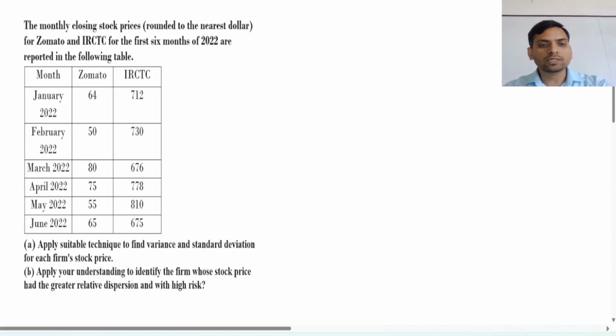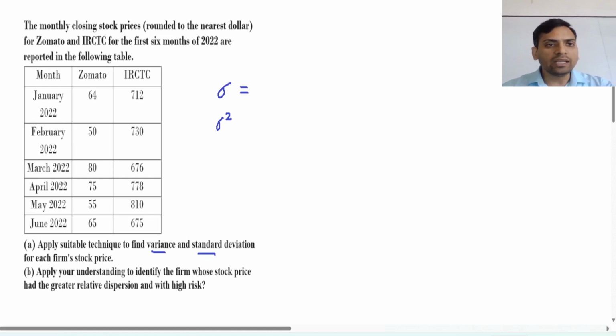So in this concept, there are two things. First is standard deviation, variance, and second is utility of standard deviation and variance. Okay, so we have these two columns. First is Zomato and second is IRCTC. And in first part, you need to find variance and standard deviation. So standard deviation is denoted by sigma and variance is denoted by sigma square. So first you need to find sigma, then you will find sigma square.